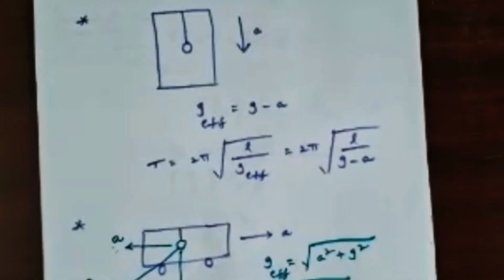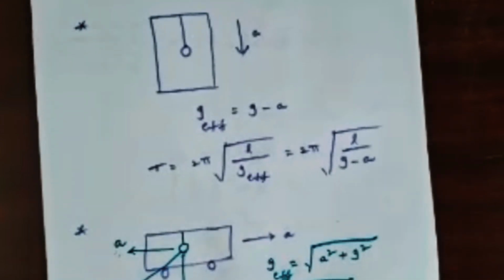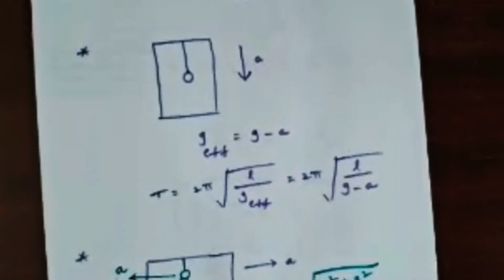Time period of the pendulum when the vehicle is moving in the forward direction, the pendulum which we arranged inside the vehicle, is T is equal to 2 pi root over L by root over a square plus g square. Focus on that.